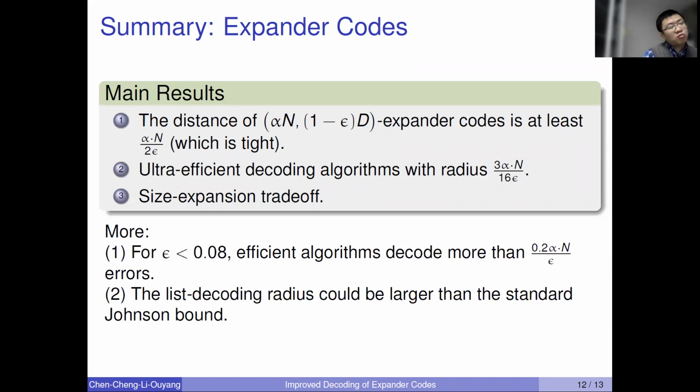So in fact, we have more results, but I do not have time to discuss. For smaller epsilon, we have more algorithms that decode a little more errors. And we also show the list decoding radius could be larger than the standard Johnson bound for distance alpha n over 2. Okay, that's what I want to say about our results.